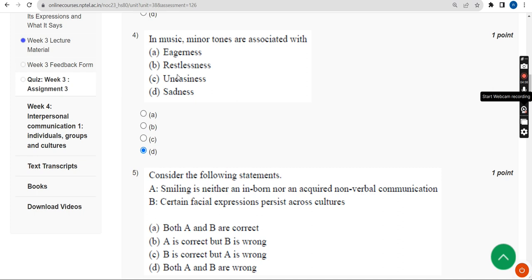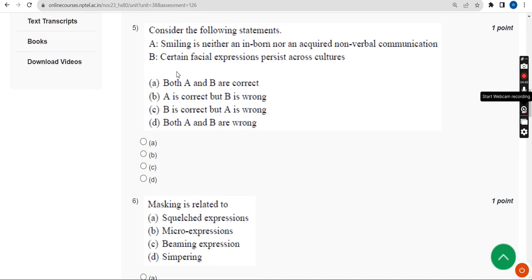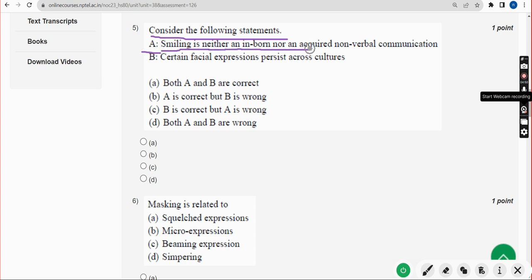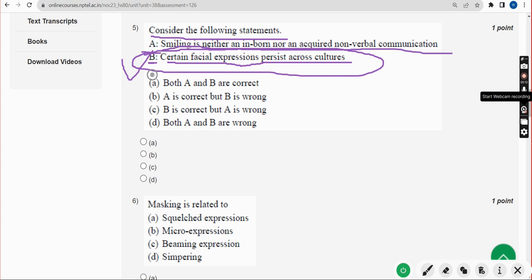Now let's move on to the fifth question, guys. Consider the following statements. Statement A: smiling is neither an inborn nor an acquired non-verbal communication. And statement B: certain facial expressions persist across cultures. So guys, when I saw the lectures, I came across the second statement, B. And for the first statement, I did not find this one, guys. So that's why I'm going with option C, guys. B is correct, but A is wrong.